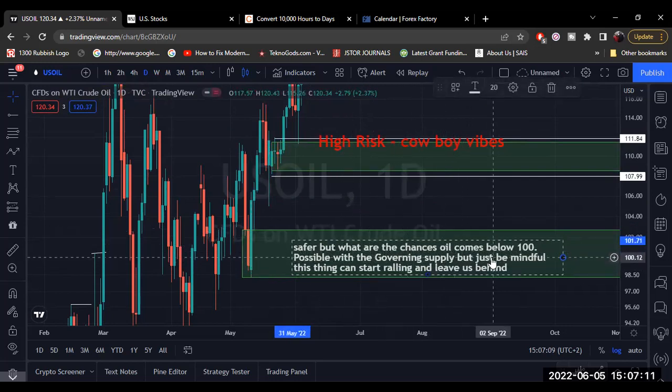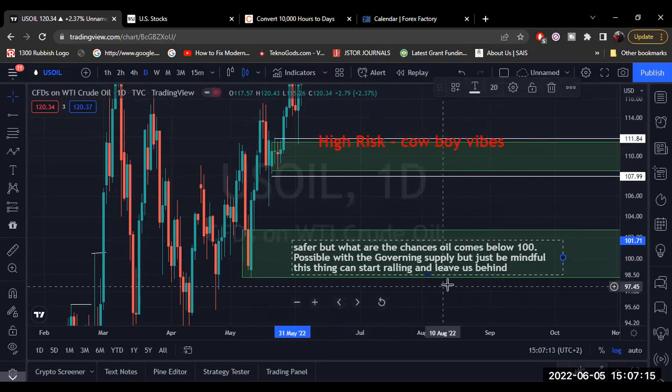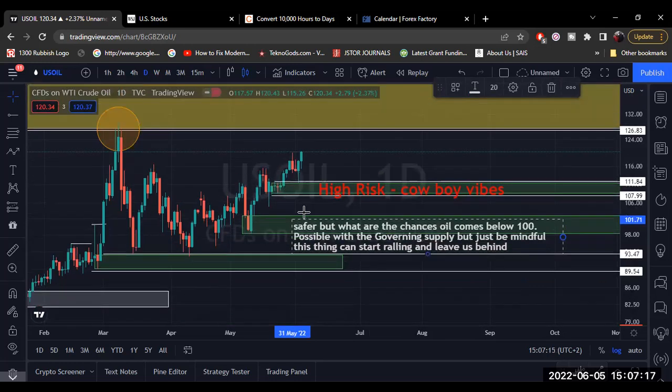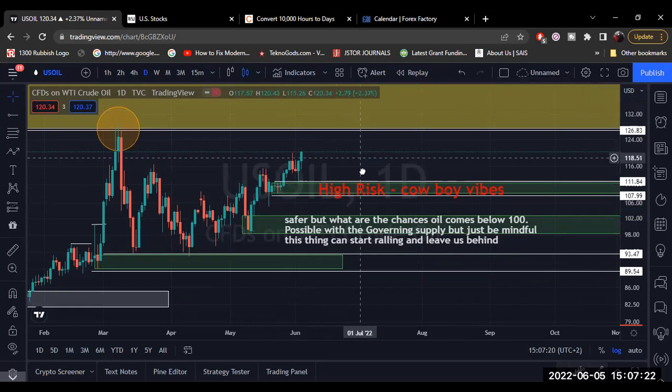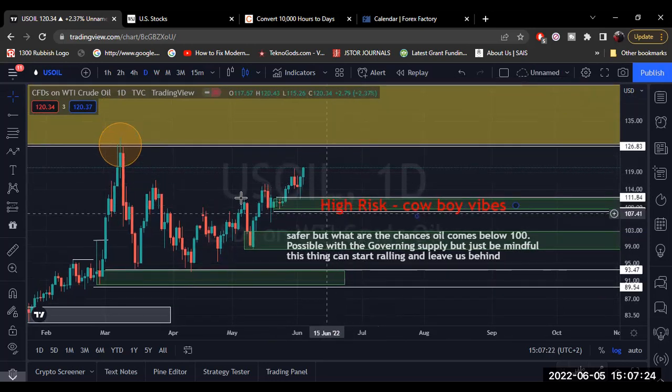Possible with governing supply, but just be mindful, this can still start rallying and leave us behind. So if you're waiting to buy here, it started to rally and left us behind. Then I said to you guys in yesterday's video, I'm going to have an entry here, low risk, and I'm going to have another pending order there. And there it was. I noticed it triggered.